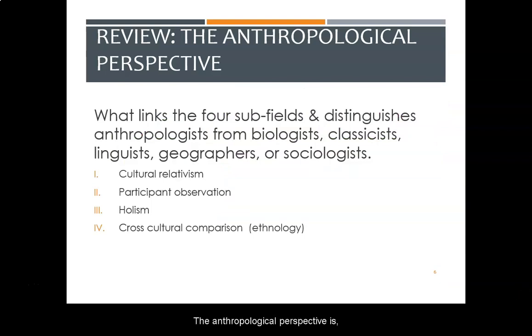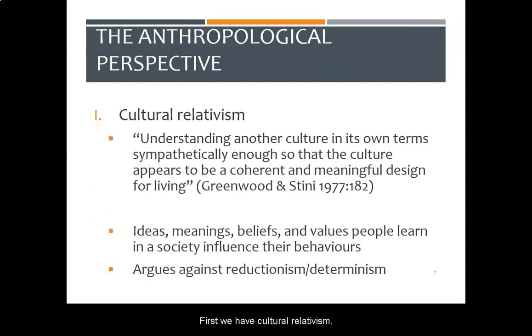The anthropological perspective is, as stated here, what links the four subfields and distinguishes anthropologists from other scientists, be they social scientists, natural scientists, or physical scientists. Basically, all of the other kinds of academics, even if they don't think of themselves as scientists, who study humans and people. So the anthropological perspective has four major components, and we're going to look at each of these briefly in turn. First, we have cultural relativism.